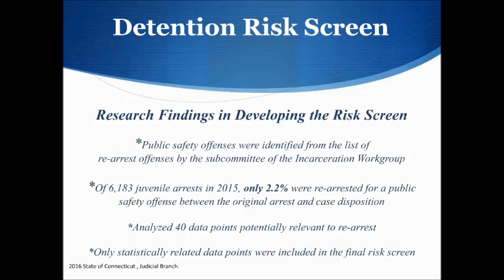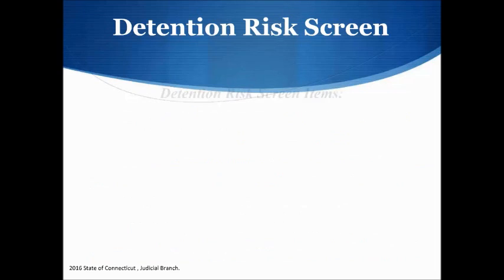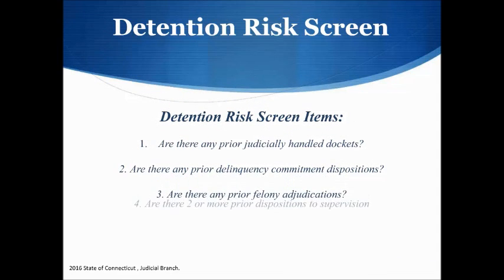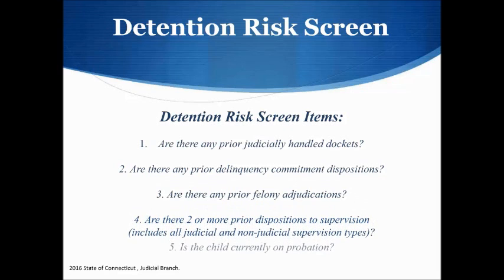Based on the research literature and questions from the workgroup members, the researchers assessed the relationship of over 40 data points potentially related to public safety. Only those data points statistically related were included in the risk screen. The next 2 slides detail the 10 data points that are demonstrated to have a statistically significant correlation to public safety rearrest. 1. Are there any prior judicially handled dockets?